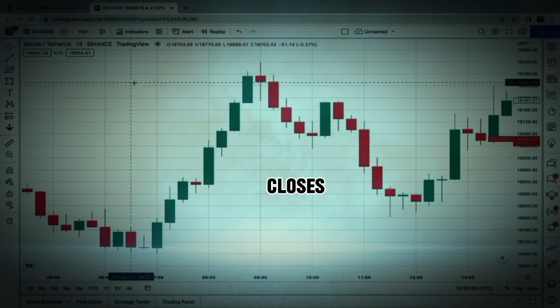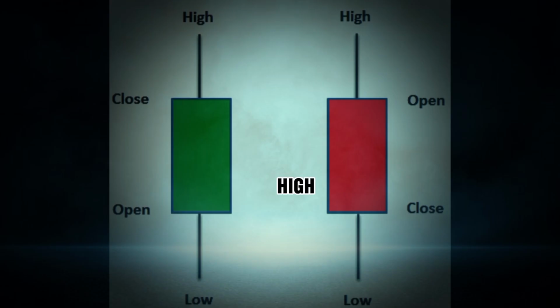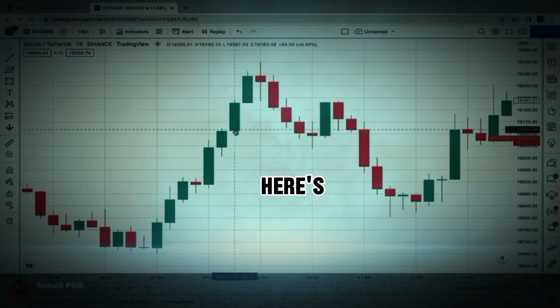Once a candle closes, we mark two lines at the high and low of the candle. For this, we use a tool for drawing lines. After marking these levels, we switch to the 5-minute time frame to find a potential trade entry. Here's how we trade using this strategy.